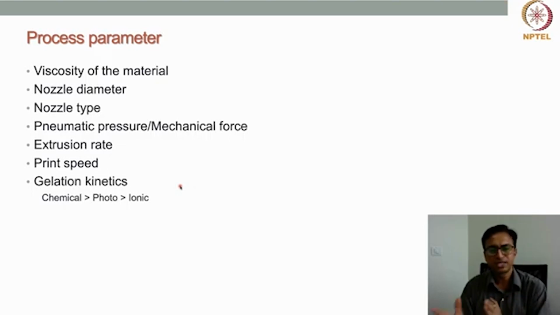In later lectures I will discuss more about how this gelation kinetics process can be controlled, and what the different types of gelation possible for this bioprinting are. We'll discuss this in detail.